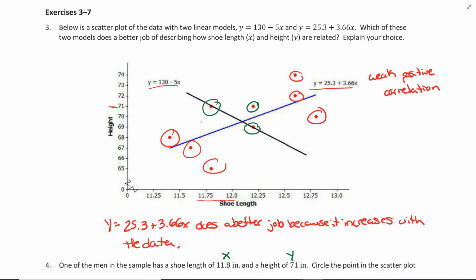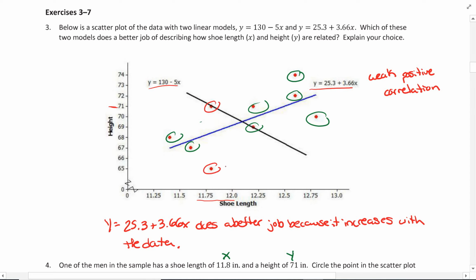Now, on the other hand, if I erase this and we look at the blue line, it is close to this point, this point, this point, this point, this point. I'll even say it's close to this point. Now, yeah, it's not that close to these 2 points, but it does a much better job overall with the data than the first line did.